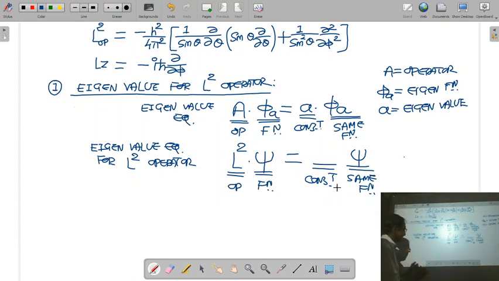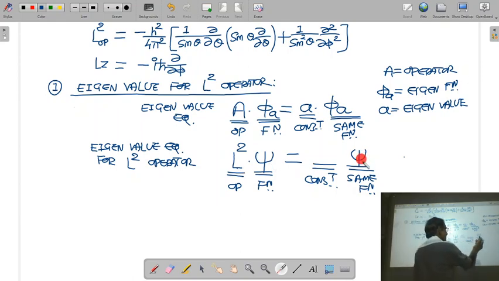Okay. Once again I repeat, when the square of angular momentum operator L square operates on the function psi, after the operation, the same function psi is reproduced. We get the same function psi multiplied by some constant value. So this is the eigenvalue equation for L square operator, in which L square operator is operating on psi. This constant value is called eigenvalue of L square operator, that we want to find out.